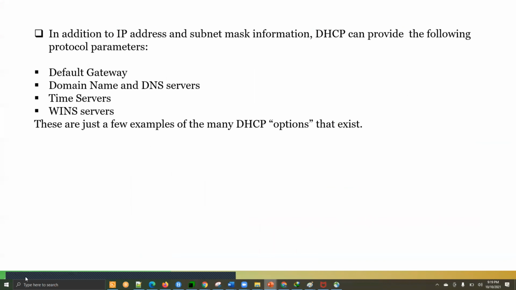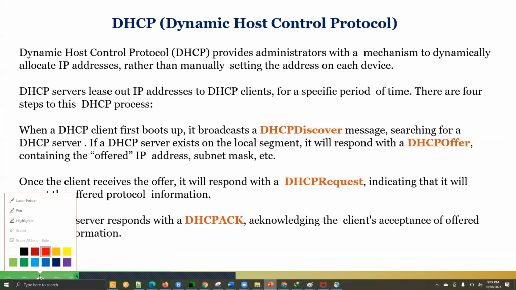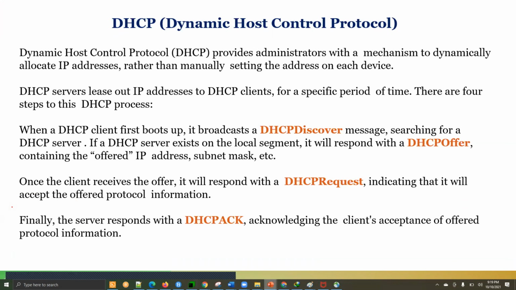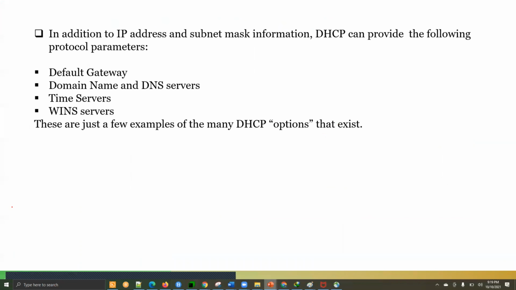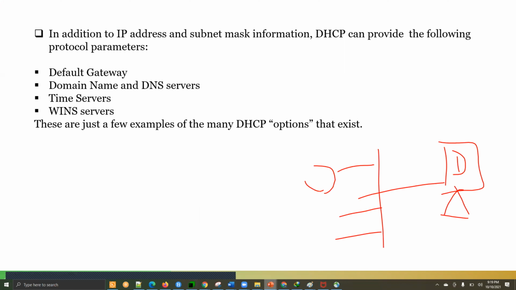So there are a client and a server. Suppose you have your DHCP server somewhere. Let me make some space. This is my DHCP server. And then it is in the network where the clients want dynamic IP addresses. Suppose I have clients 1, 2, 3.